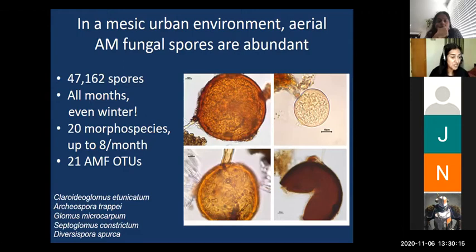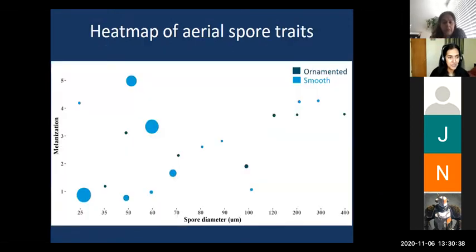Thousands of spores, lots of different species types, lots of different morphologies, and lots of different sequence-based species, or operational taxonomic units is what we call them, since we can't really call them species. This is what they look like underneath the microscope. And then they had lots of different traits.